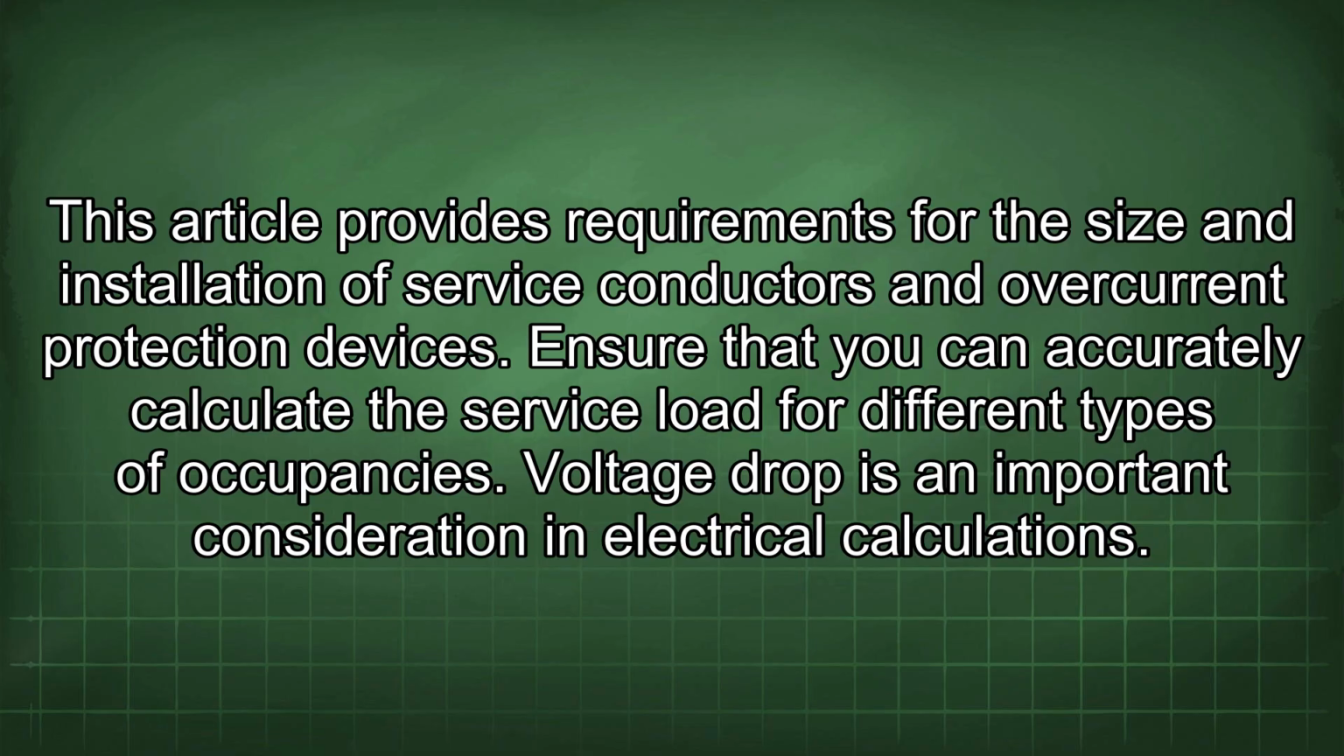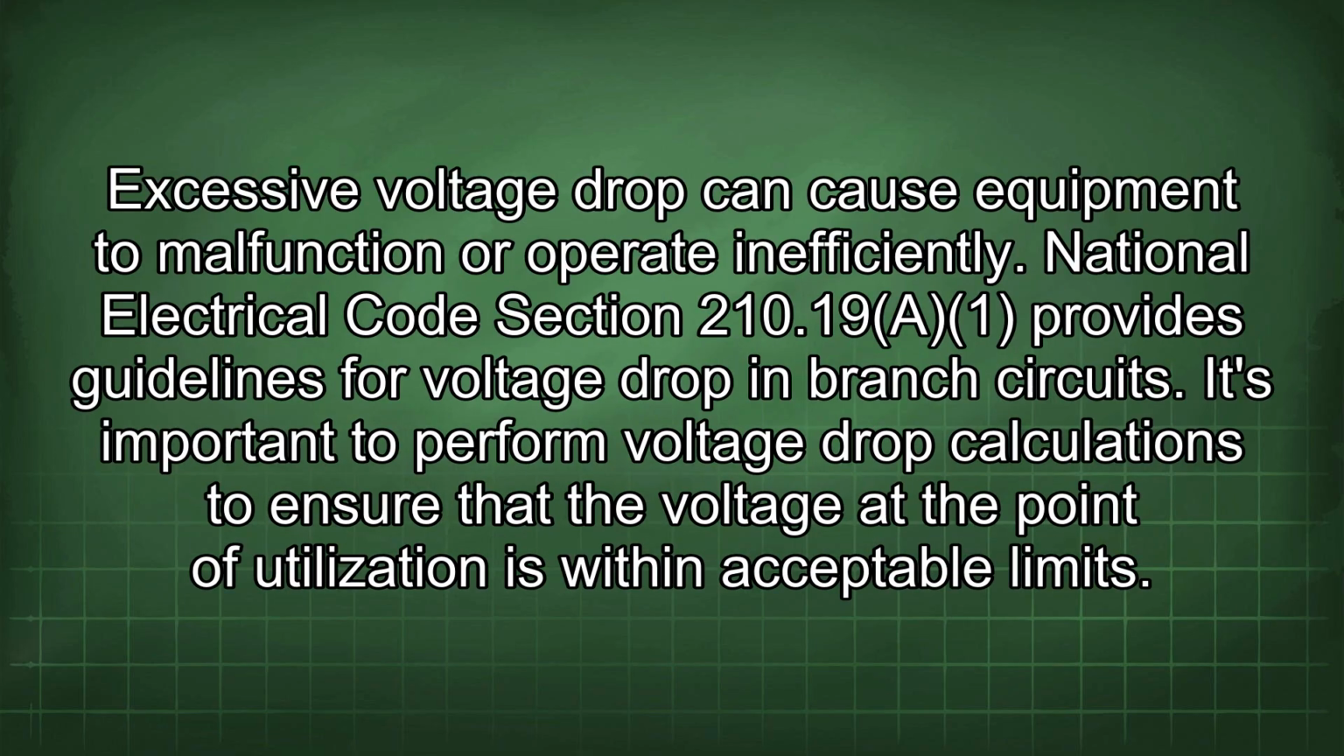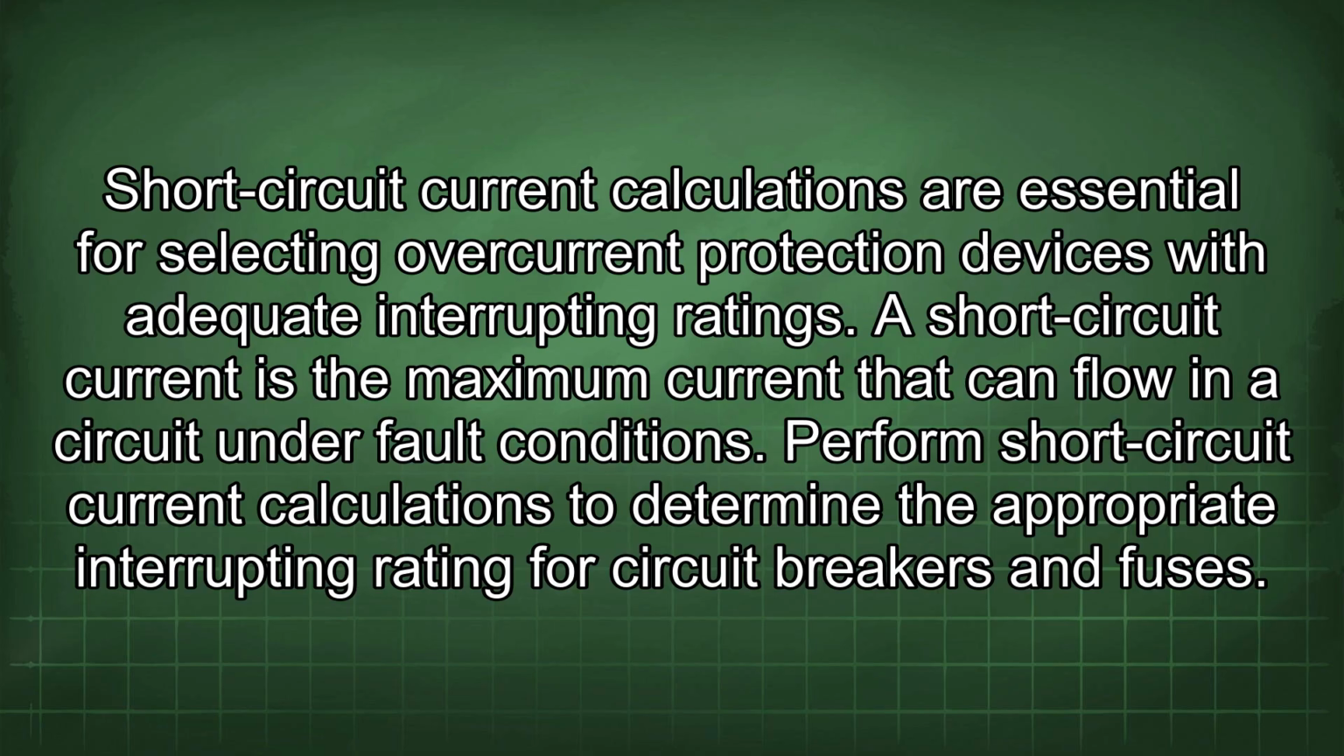Voltage drop is an important consideration in electrical calculations. Excessive voltage drop can cause equipment to malfunction or operate inefficiently. National Electrical Code Section 210.19(A) provides guidelines for voltage drop in branch circuits. It's important to perform voltage drop calculations to ensure that the voltage at the point of utilization is within acceptable limits. Short circuit current calculations are essential for selecting overcurrent protection devices with adequate interrupting ratings. A short circuit current is the maximum current that can flow in a circuit under fault conditions. Perform short circuit current calculations to determine the appropriate interrupting rating for circuit breakers and fuses.